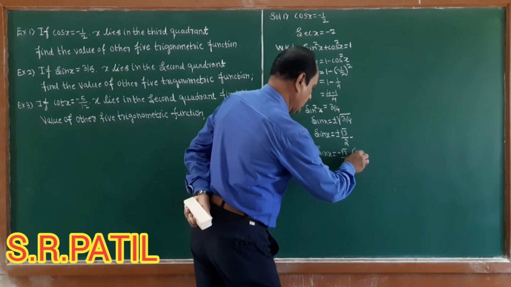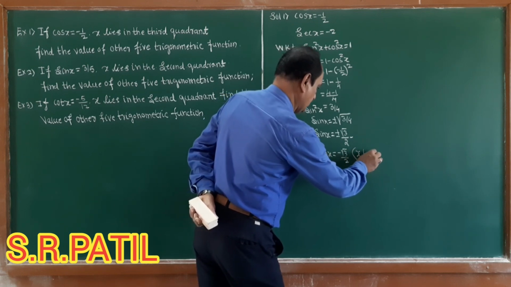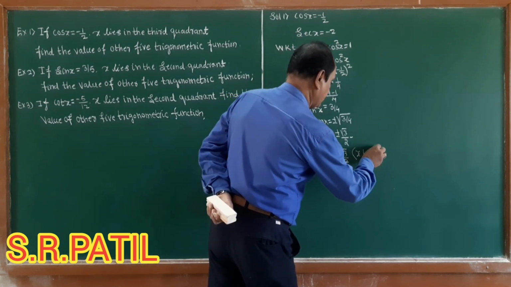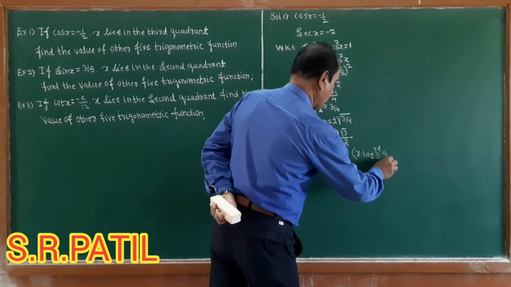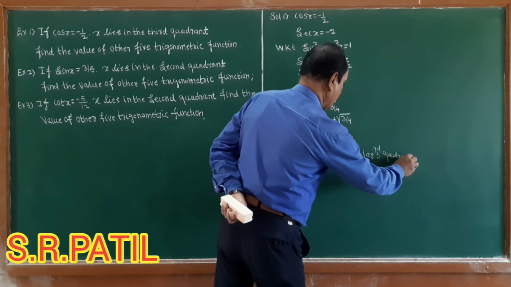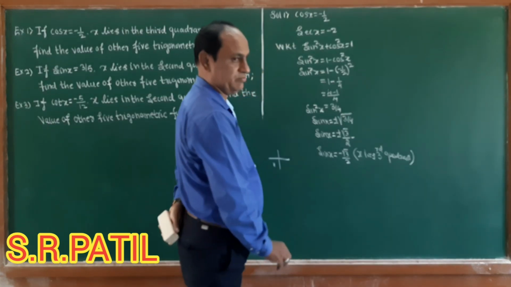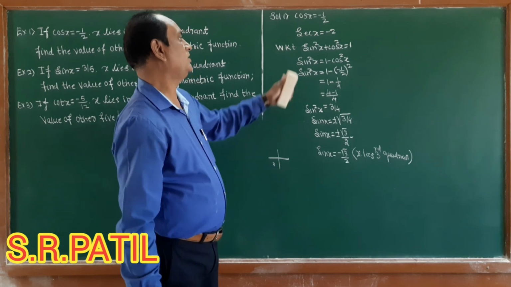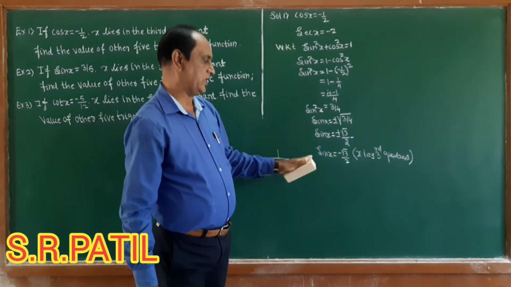because x lies in the third quadrant. By taking sin x value as minus root 3/2, totally we get one value, and this is the second value.